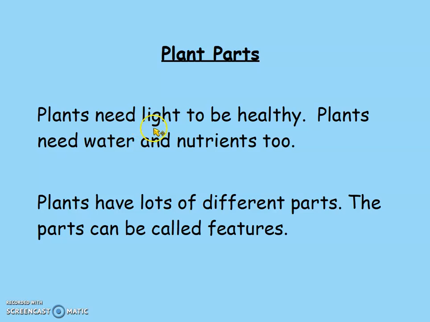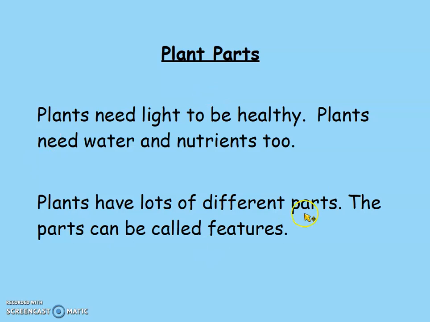Plants need light to be healthy. Plants need water and nutrients too. Remember, nutrients is what plants need to survive. It's their food that they need to help them to grow. Plants have lots of different parts. The parts can be called features.